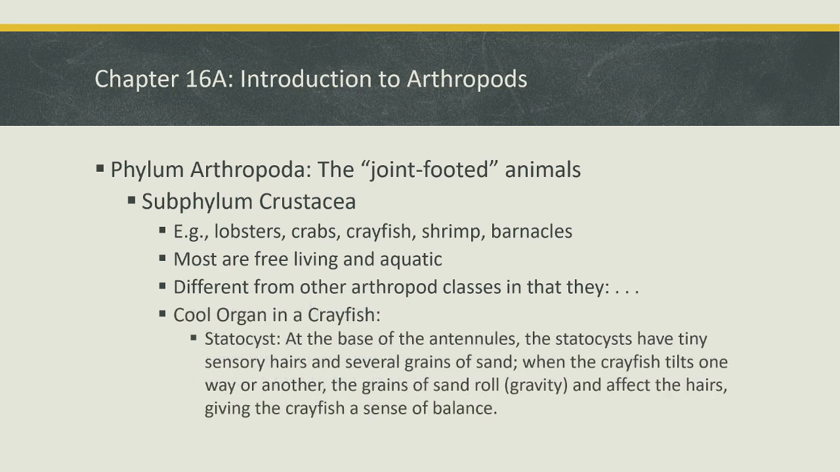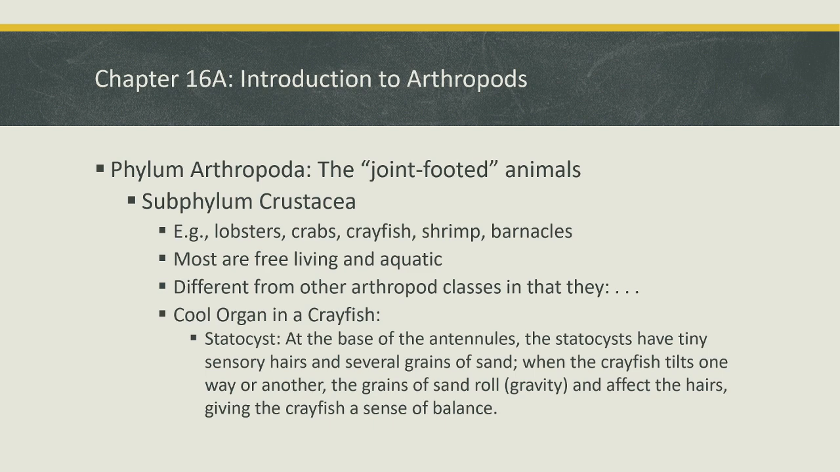Moving on. Just to highlight one cool organ in the crayfish, there's something called a statocyst. It's at the base of the antennules. Antennules are the second pair of antennae that the crustaceans have. At the base of the antennules, the statocysts have tiny sensory hairs inside of them. And also inside the statocysts, there are several grains of sand. When the crayfish tilts one way or another, the grains of sand roll because of gravity, and it jostles or bumps the hairs. And when those hairs are bumped, it triggers nervous impulses in the crayfish that give it a sense of balance.